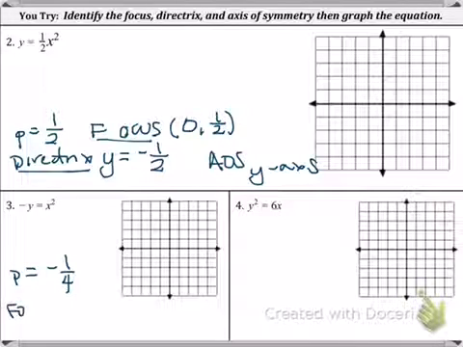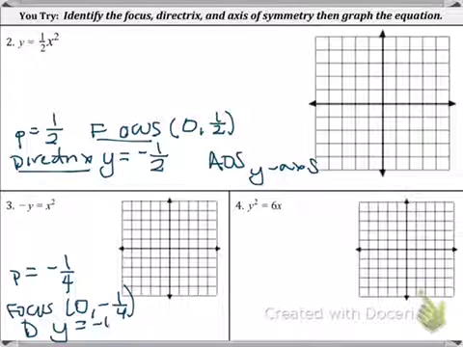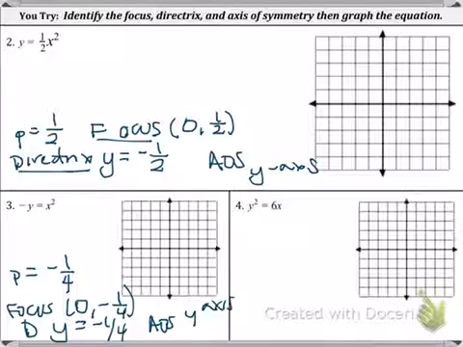The focus then is (0, -1/4). Directrix, I'll just shorten it, is y equals -1/4. And then the AOS is the y-axis. Okay, y-axis.